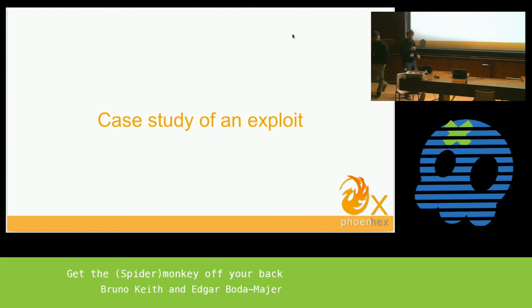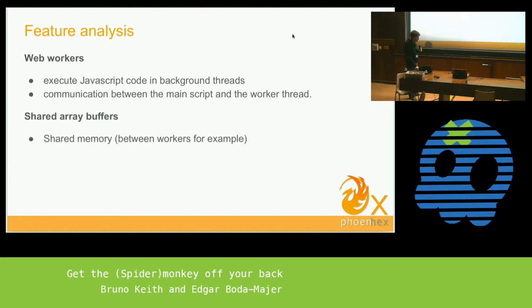All right, so after this short introduction, we can now actually look at a bug and how to exploit it. For this presentation, we've chosen a bug which basically uses two main features, which are web workers and shared array buffers. Web workers are basically just a way to execute your JavaScript code in the background, because usually your JavaScript code runs sequentially. And basically they added this feature that you can start up a worker which will execute the script in the background.